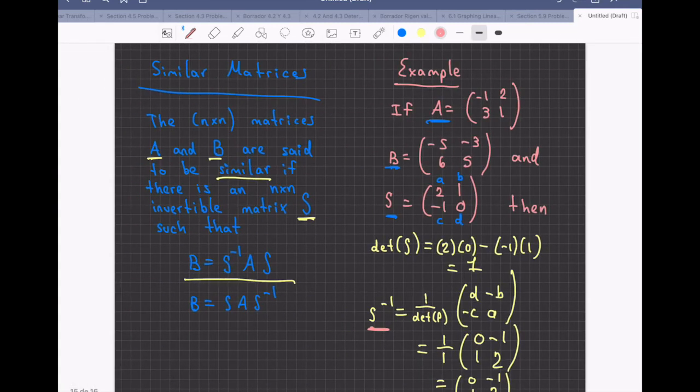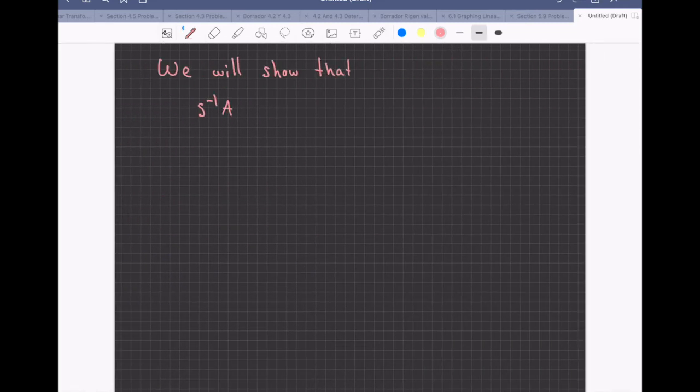We will show, I'm sorry, S inverse times A times S is equal to B. Yeah, this is it, because I did the multiplications the other way. I used S times A times S inverse, and that's not going to work. It should be like this: S inverse times A times S. So yeah, in this way it should work.